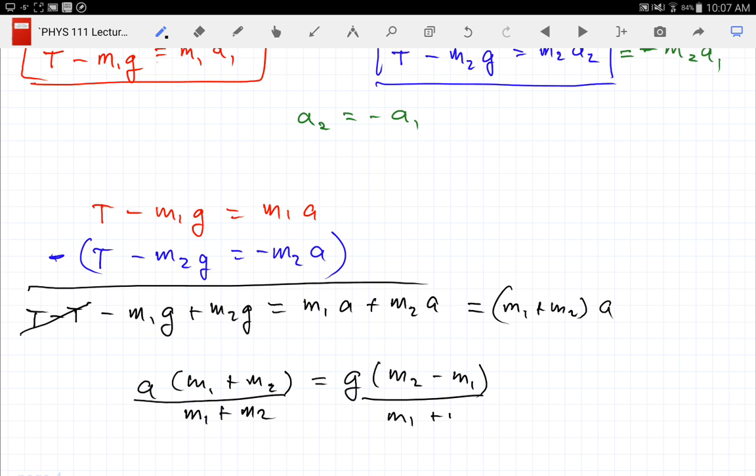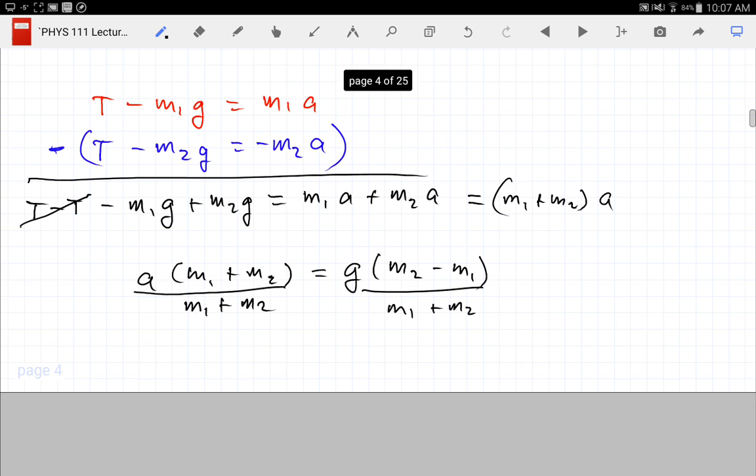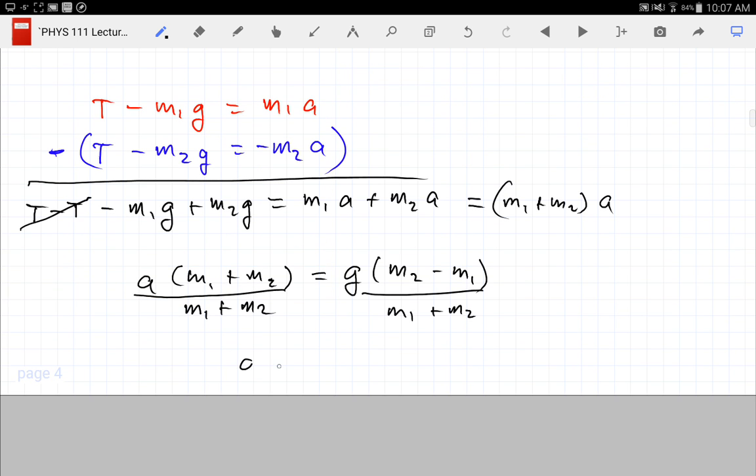Get A by itself. And I now have my final answer. The acceleration is equal to G times the difference in the masses divided by the sum of the masses. Why the difference in the masses? Because the difference in the two forces is G times the difference in the masses. Why divide by the sum of the masses? Well, because acceleration is net force divided by the total mass. And so the sum of the masses was the total mass.